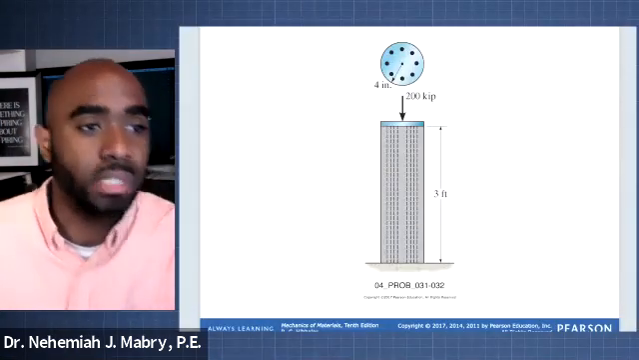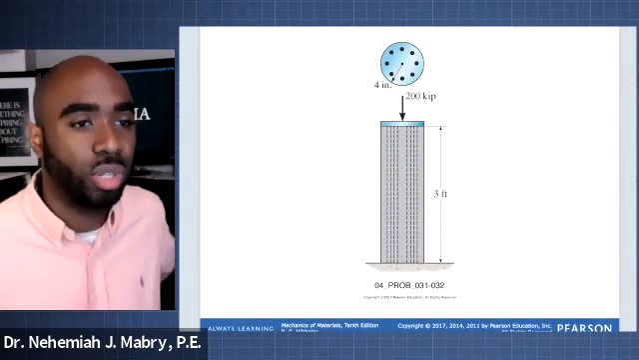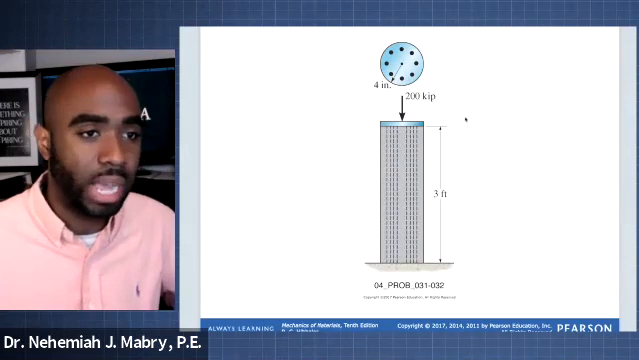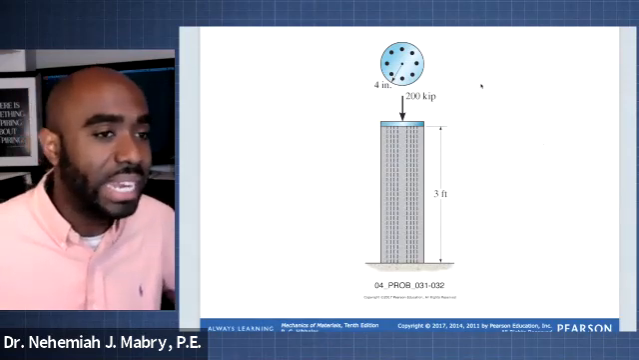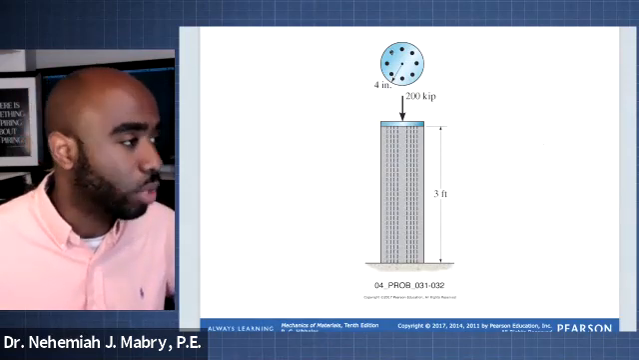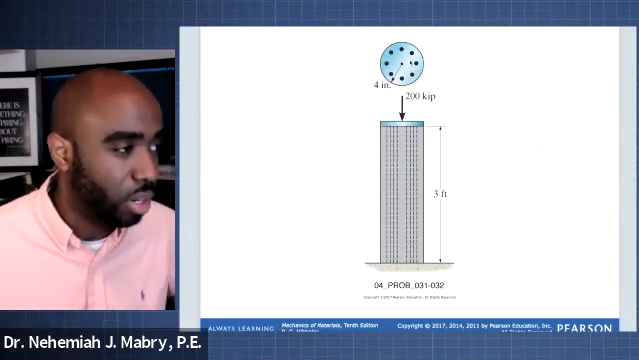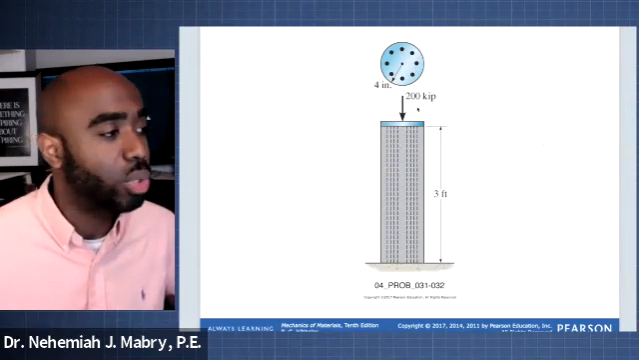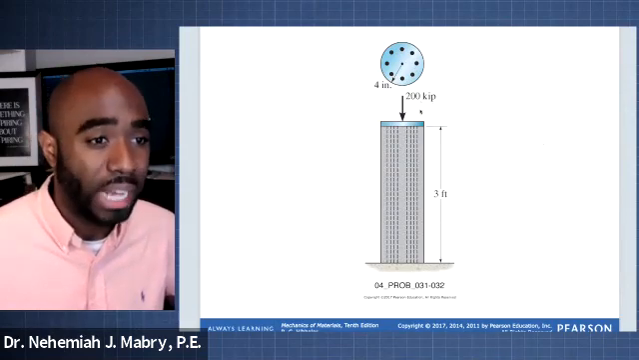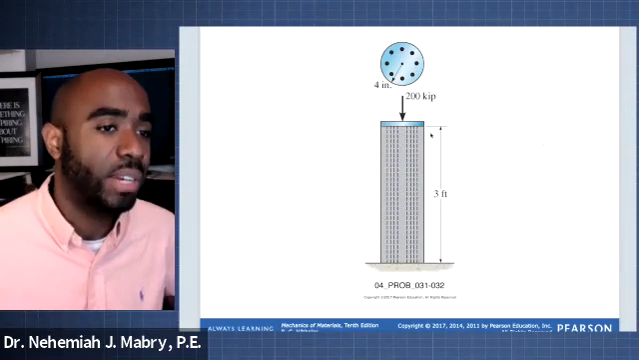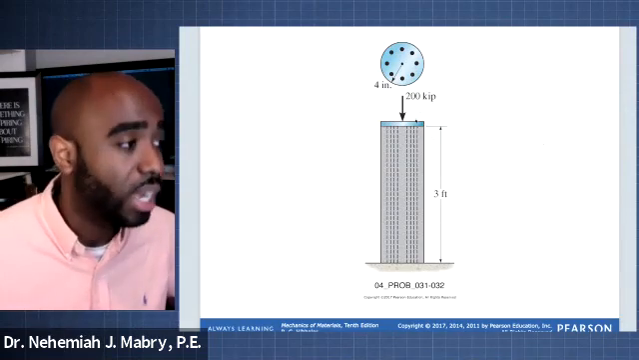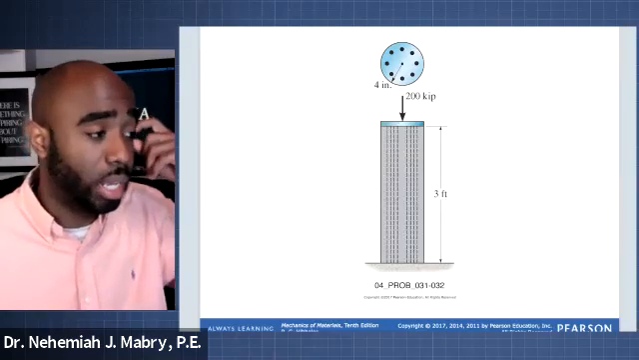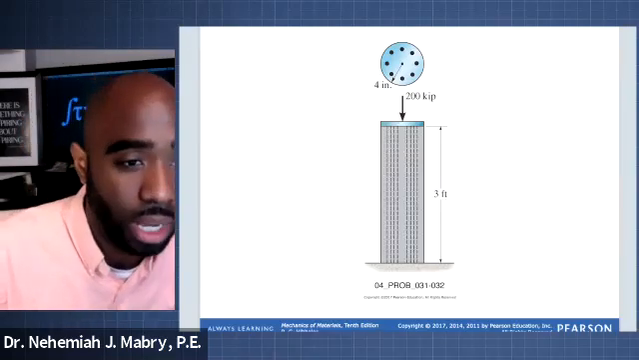The problem statement tells us that this column is constructed of high strength concrete, so the gray part is high strength concrete, and A992 steel reinforcing rods. So all of these dots here are steel rods. If the column is subjected to a 200 kip axial force, determine the average stress in the concrete and each rod. Each rod has a diameter of 1 inch.